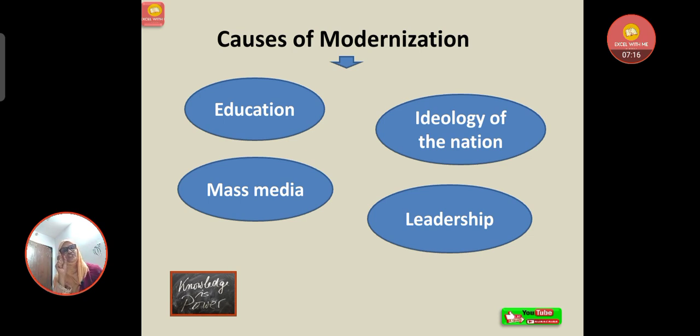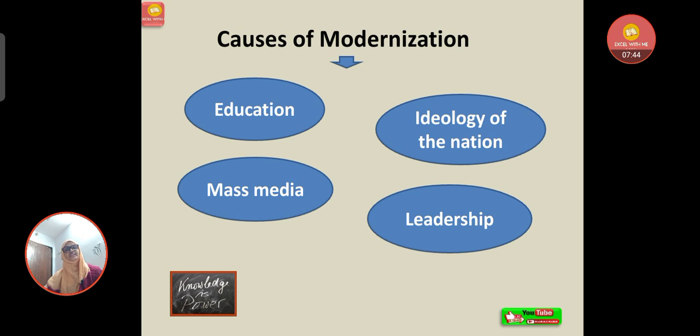So education is a very, very important cause of this. Education is the most important cause of modernization. Education related to science and technology is the base of modernization. Education develops modern skills and positive attitudes among people, which in turn leads to modernization. So education and modernization are not separable, very, very important. They are connected with each other.